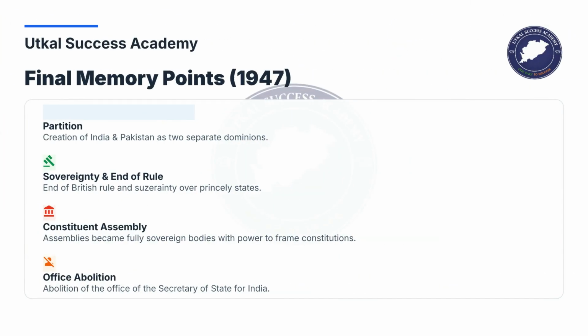Key memory points from 1947 include the partition of India and Pakistan, the end of British rule and sovereignty over princely states, the constituent assemblies gaining full sovereignty, and the abolition of the Secretary of State for India office.